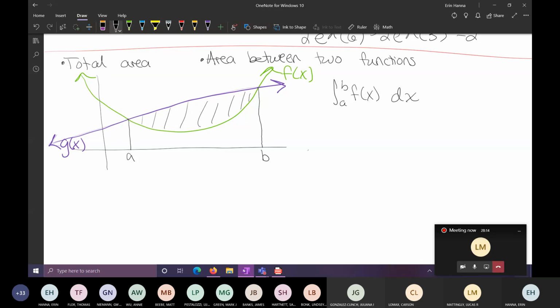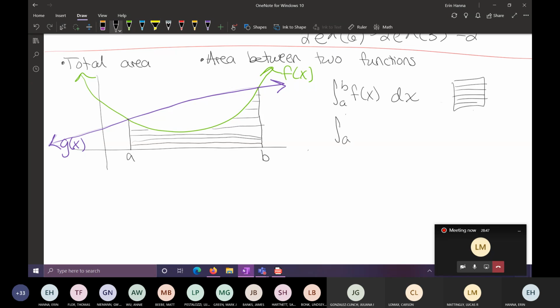So if f of x is my green function, the area that it is going to find, so let me get rid of these lines for a second. What is that? So I'm going to draw horizontal lines for this area. So that area will actually be all of this area in here. The area underneath of that green function, that would be the integral of f of x.